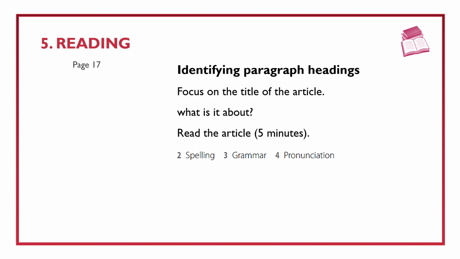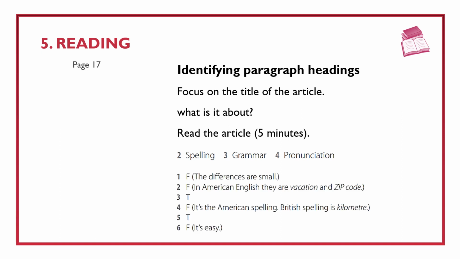Let's check the answers now. So number 1 says, American English and British English are very different. But this is false because the differences are small. They are not very different. Number 2, holiday and postcode are the same in British and American English. Again, this is false because in American English, they are vacation and zip code.